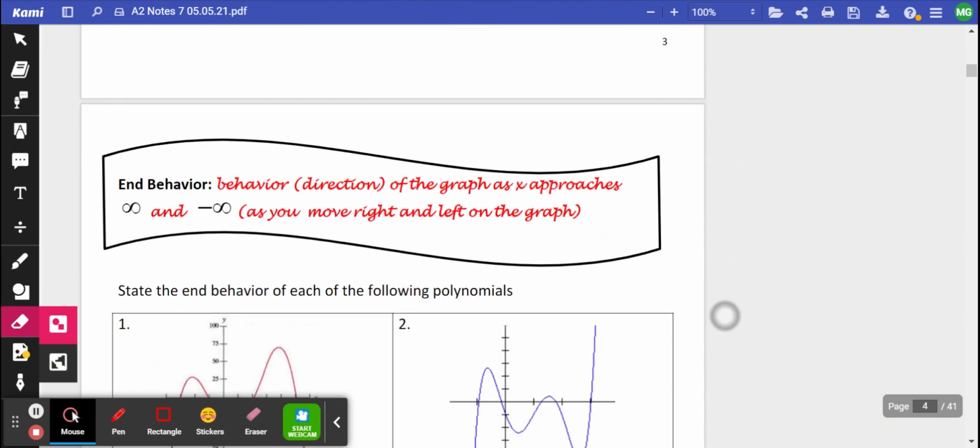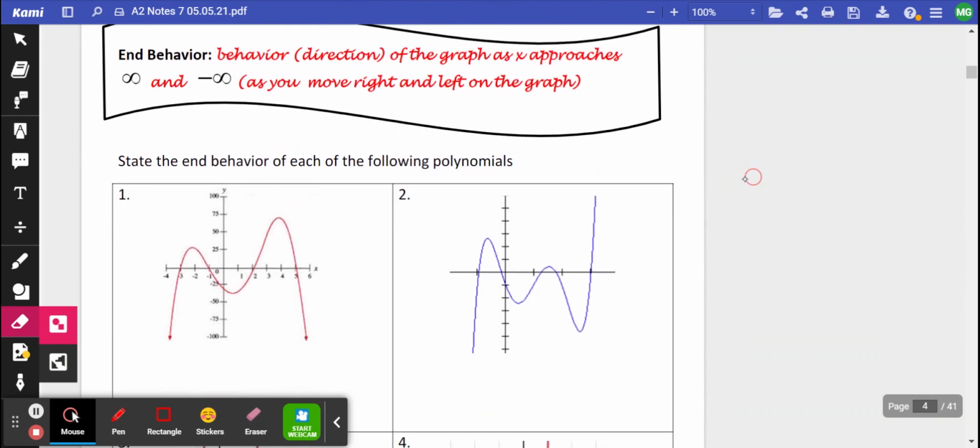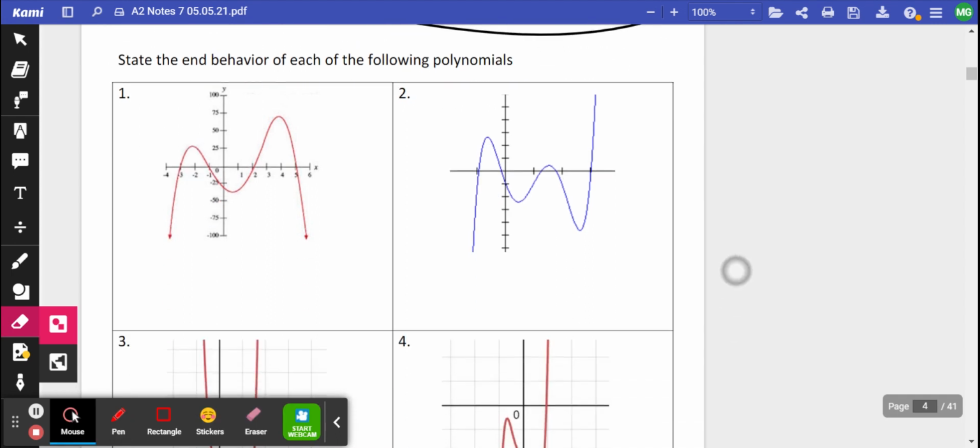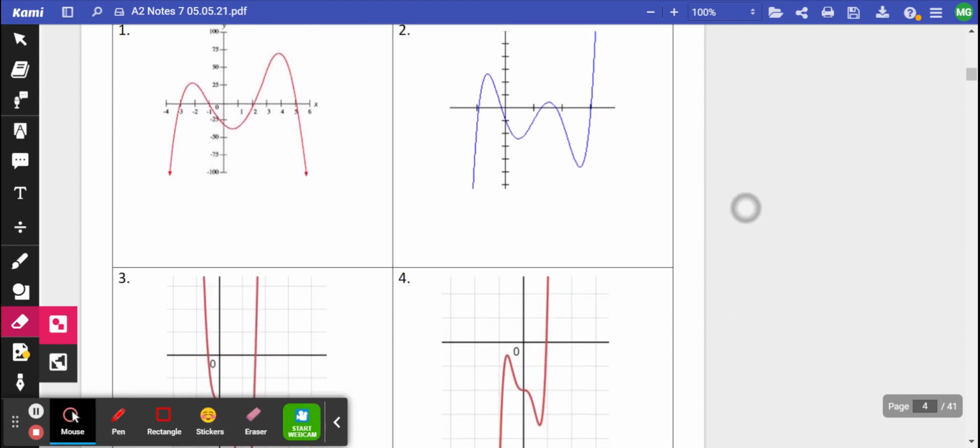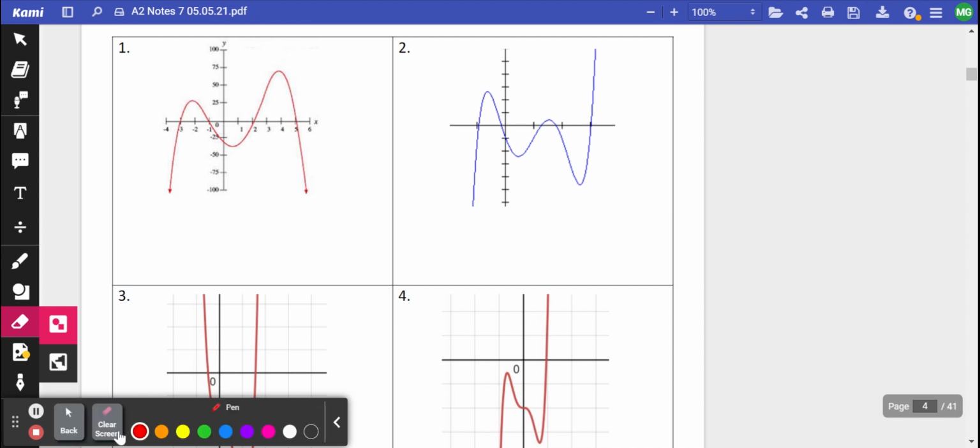So I've already alluded to this, talked about the end behavior. So the end behavior basically is the direction that the graph goes, like the height that the graph goes, as we move either to the right on our graph to positive infinity, or as we move to the left on our graph as x approaches negative infinity. And there's a very specific way that we write this. So I'm going to do the first two with you, and then you'll do the next two.